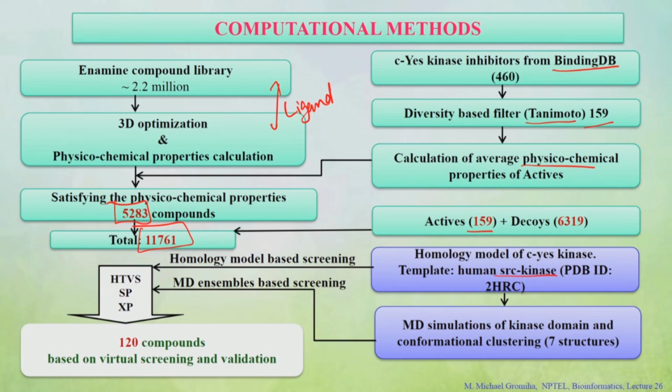So, in this case we can do MD simulations, mainly of this kinase domain, take the different conformations and cluster them, and finally we get some 7 structures. Of these 7, one is the homology model and one is the SRC kinase. Take these as the proteins. Then with these ligands and these proteins we can do docking, because now we have significantly reduced the ligands. We can use high throughput virtual screening, standard precision or extra precision. We will do all these screening methods to get the final compounds, say 120 compounds, right.